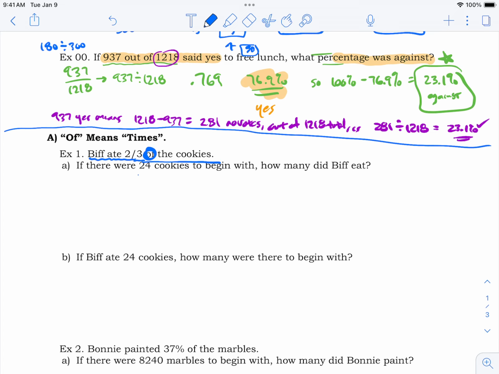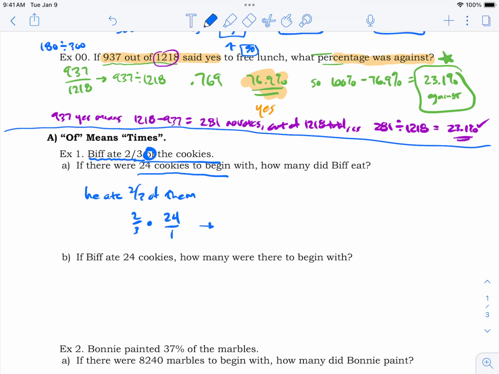So part A, there were 24 cookies to begin with. Well, he ate 2/3 of them, and the 24 is the them. There were 24 cookies. He ate 2/3 of means times them, which is 24. And I could put it over a 24 over 1 to make it look like a fraction.